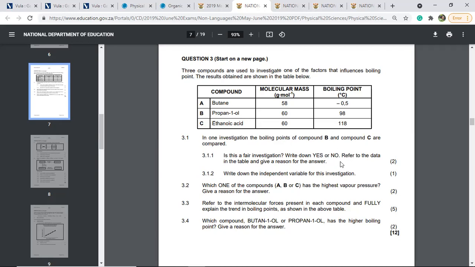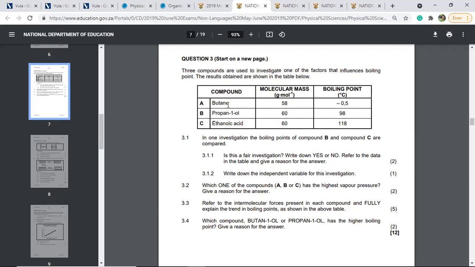The independent variable is the variable that we can change. If we look at the molecular mass, for example, we could change the molecular mass. You could change how much of butane you use, or propan-1-ol or ethanoic acid you use for this experiment. But you can't change the boiling point, because the boiling point depends on this compound.